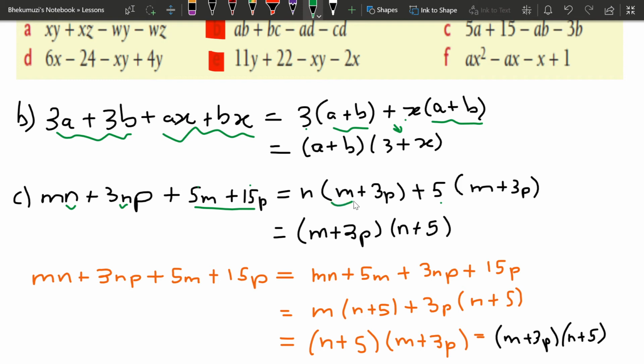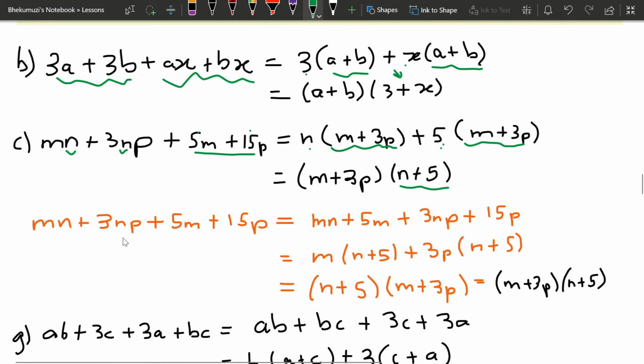But now we do have m plus 3p to be the common factor. So we will take it out, so it will be m plus 3p, and whatever is left we put into the second bracket, which is n plus 5. And then what do we see? Now what can we do?